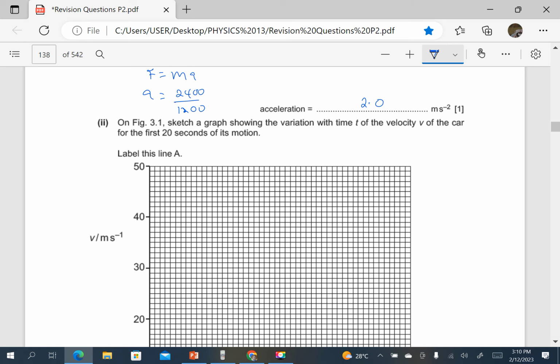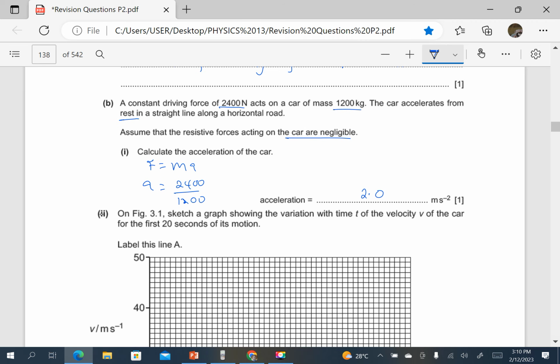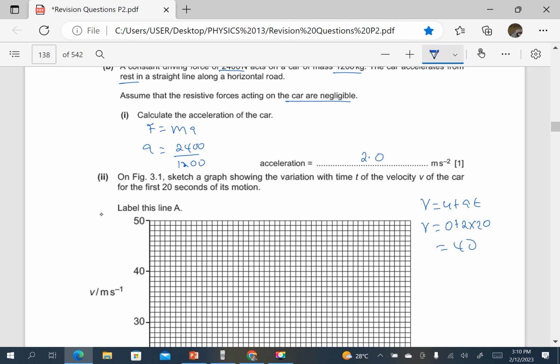For the first 20 seconds of its motion, the acceleration is 2. It starts from rest, so v equals u plus at. The velocity is going to be u, which is 0, plus acceleration 2 times 20. So the final velocity is going to be 40. So at 20 seconds, the velocity is 40 meters per second.